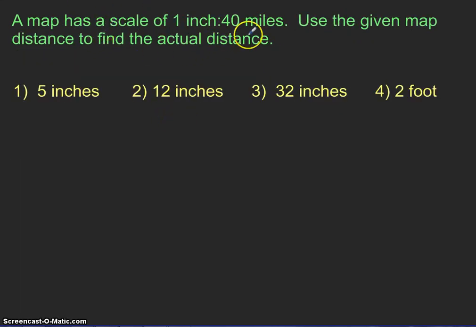Okay, here a map has a scale of 1 inch to 40 miles. Use the given map distance to find the actual distance. So I'm going to use this 1 inch to 40 miles. Make a proportion. Well, where does 5 inches go? Inches matches with inches. And I'm finding actual distance, so that's x. So 1 times x is 1x. All of these I should get 1x when I multiply. So 5 times 40 would be 200 miles.